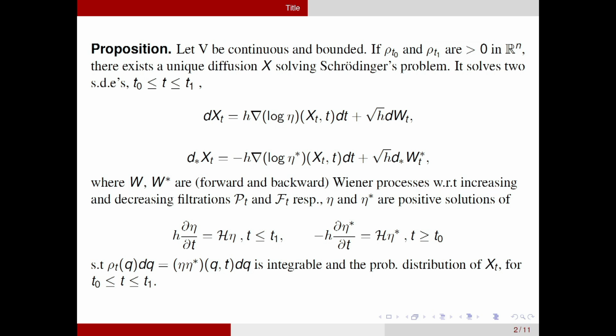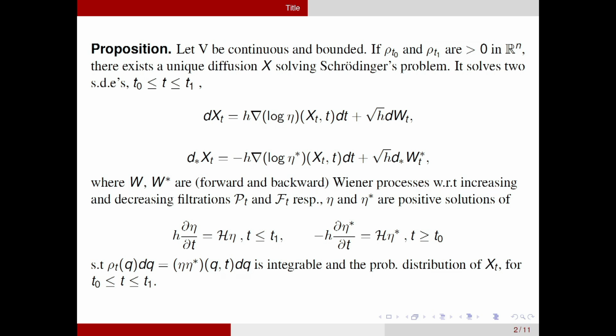So it is a proposition which summarizes the main element of the proof. You take V, which is continuous and bounded below. You take two densities which are above zero. It's important for the uniqueness. Then there is a unique diffusion which solves Schrödinger's problem. And it solves two stochastic differential equations, which seems odd, but not so much if you remember that you are given two different boundary conditions.